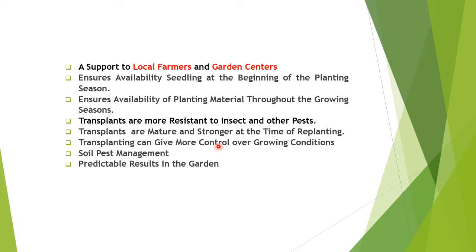Transplanting can give more control over growing conditions. You can have better soil pest management because you have time for such approaches. There can be predictable results in the garden because you are taking a steady, healthy seedling, and you can predict the results in the garden.